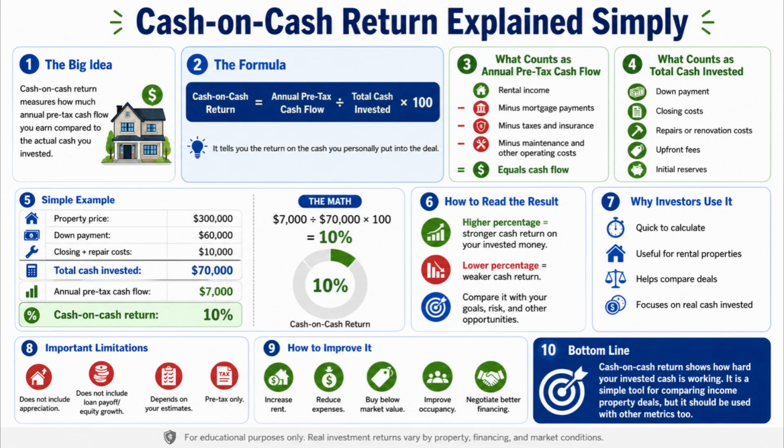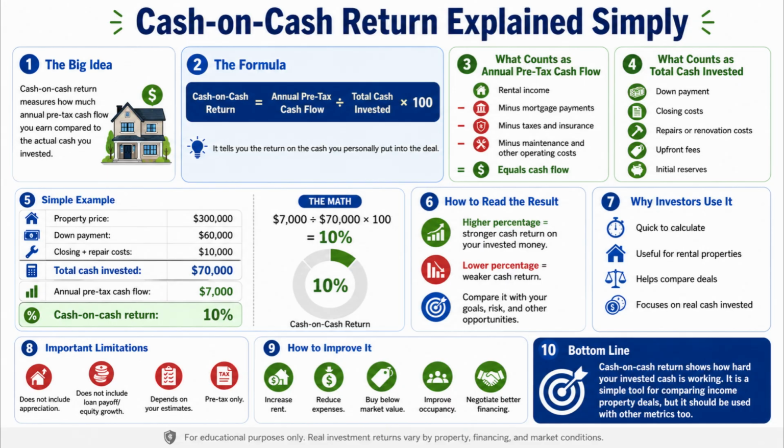However, it also has limitations. Cash-on-cash return does not include property appreciation. It does not include loan payoff or equity growth. It also depends heavily on your estimates, such as rent, expenses, vacancy, and repairs. Plus, it is usually a pre-tax number, so your real after-tax return may be different. Because of that, cash-on-cash return should be used as one tool, not the only tool. A property may show a good cash-on-cash return but still carry high risk, poor location, bad tenants, or unexpected repair problems. That is why investors should also review cash flow, cap rate, loan terms, appreciation potential, and overall risk.